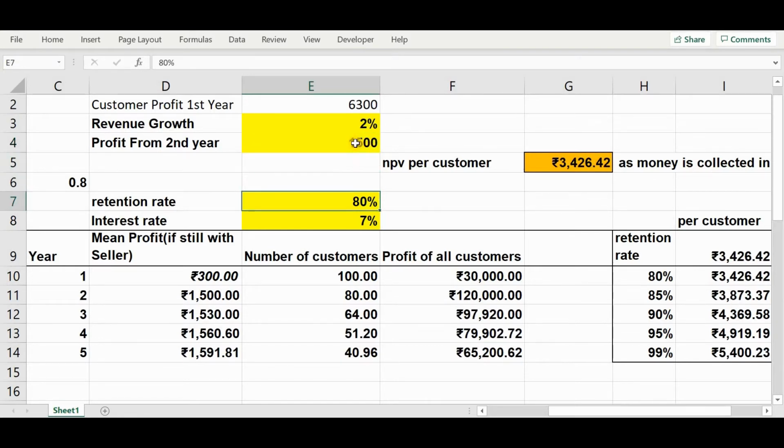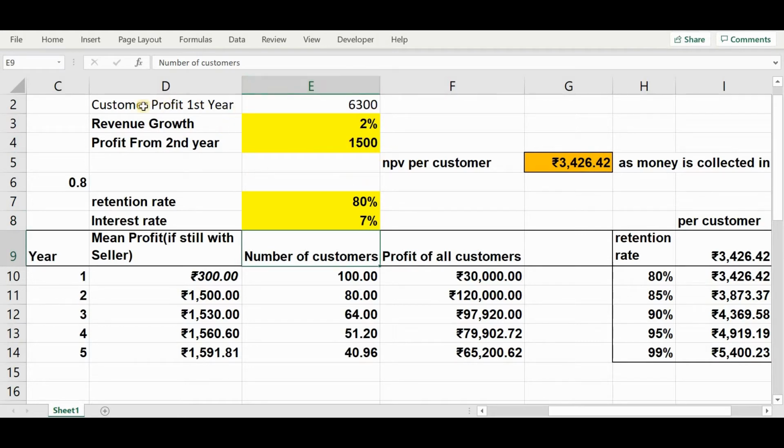Retention rate. Now, suppose you acquire 100 customers. Not all 100 customers will stay with you. We have assumed that every year 80% of the customers will stay with you and 20% will go away, either to some other seller or they will stop using that product. We have also taken an assumption that the interest rate is 7%, such that if your money is kept or invested somewhere, at minimum you will earn 7%. In some cases, in businesses, this could also be as high as 9%. So whatever is suitable for you, you can keep that.